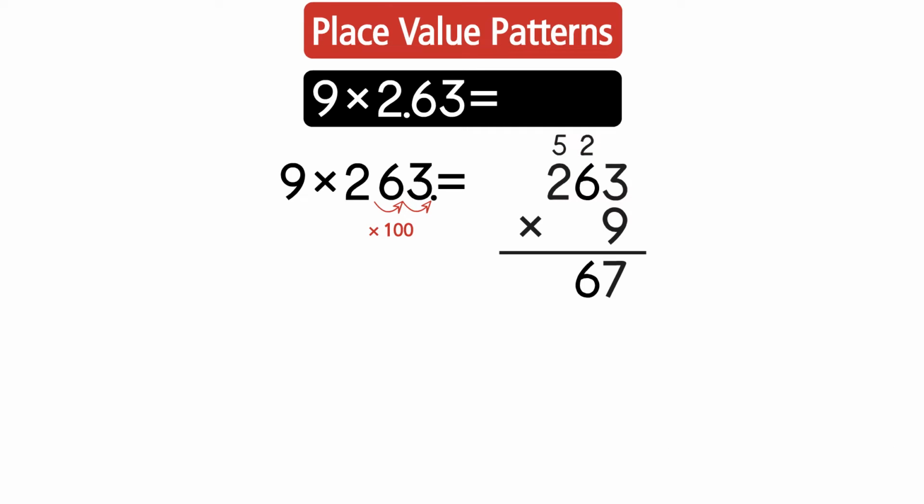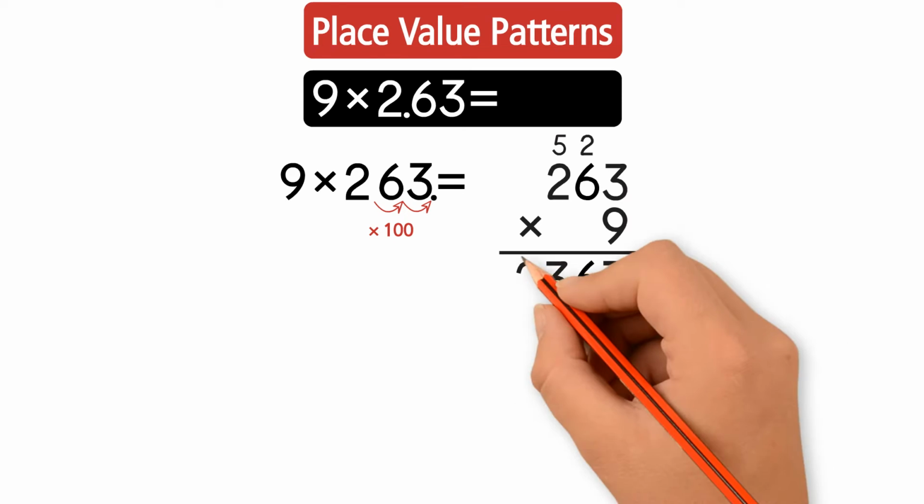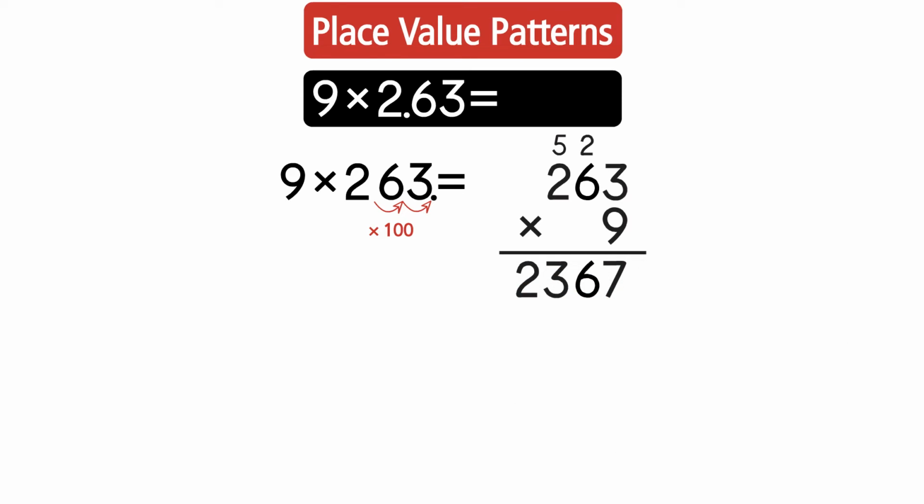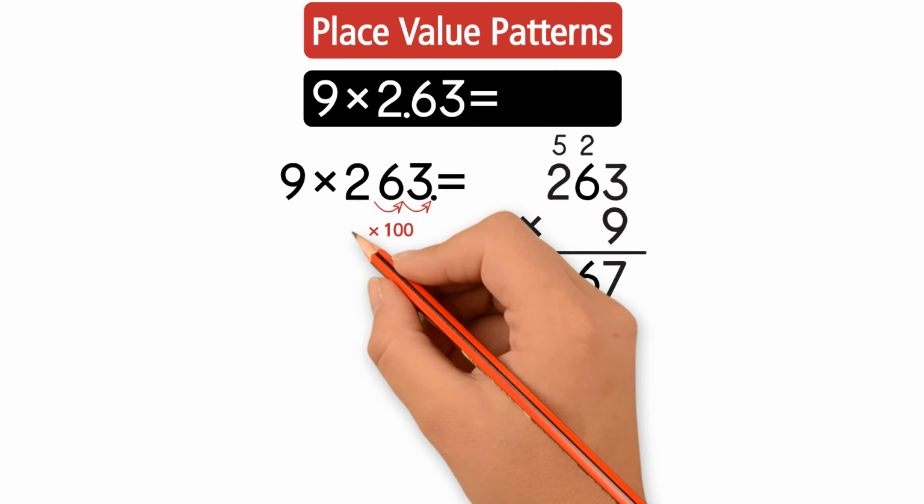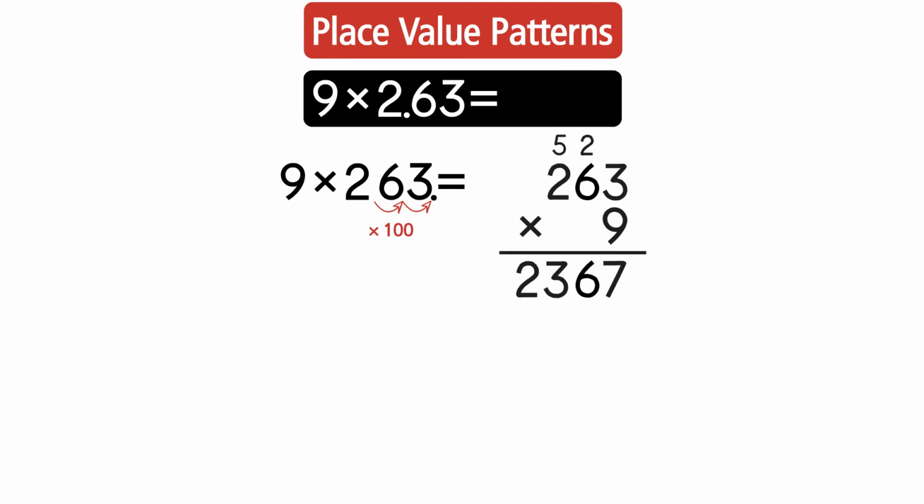Next, we multiply 9 times 2 to get 18. We add the 5 from the top to get 23. We write the 3 in the hundreds column and the 2 in the thousands column. We get 2,367. Is that our answer? Not yet. We move the decimal point 2 places to the right, remember? By multiplying 2.63 by 100.